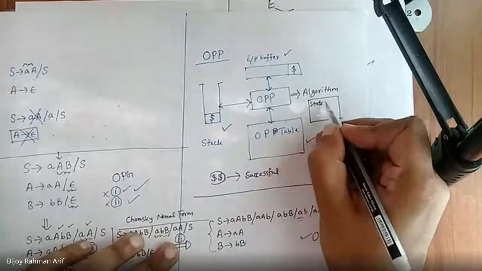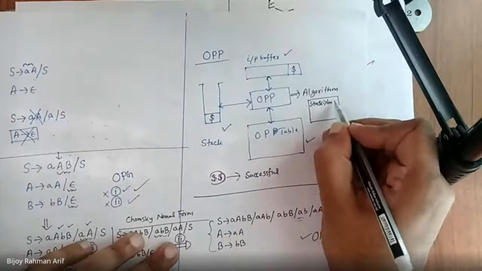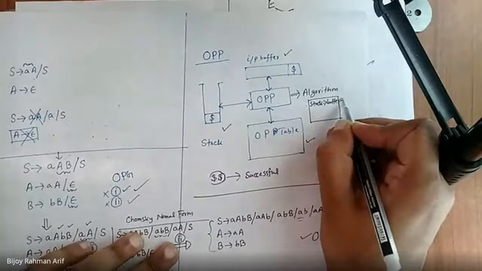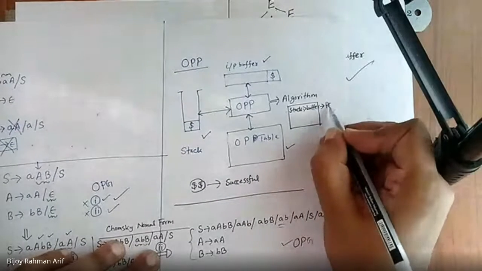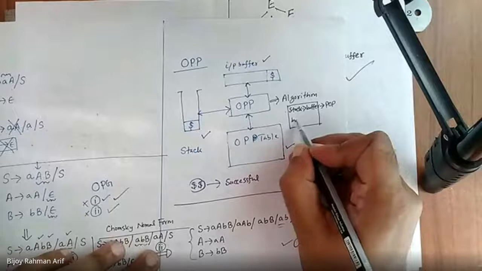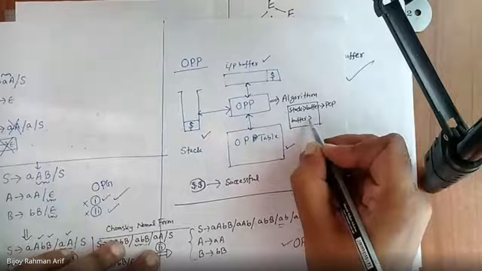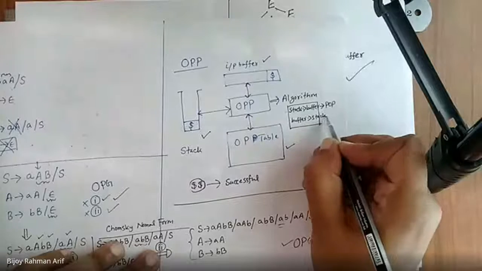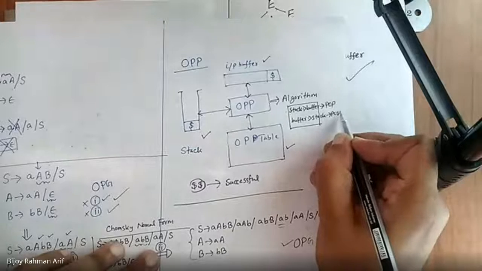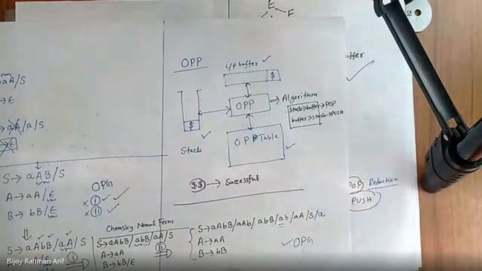Yes, when stack is greater than buffer, we are going to pop. And when buffer is greater than stack, push. So this is the 2-line algorithm. Now how you are going to implement it is up to you. But this is the algorithm.